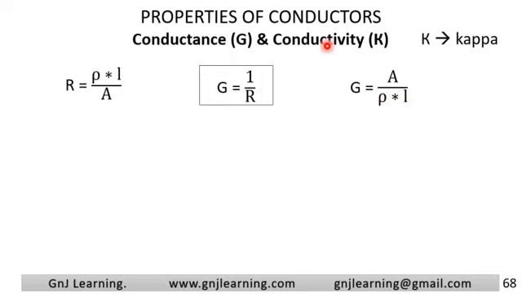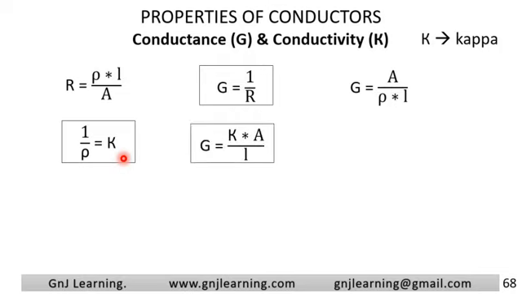As I said, conductivity is the inverse of rho. Then 1 by rho I can call it conductivity. 1 by rho is equal to conductivity. Therefore, G is equal to K into, so instead of 1 by rho I am replacing it with kappa, kappa into A by L.